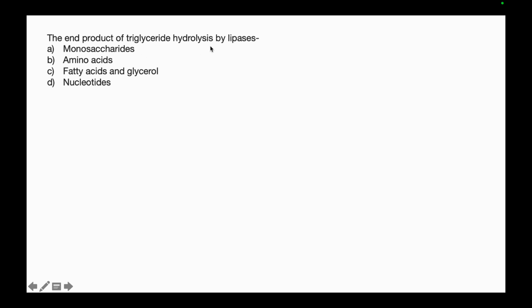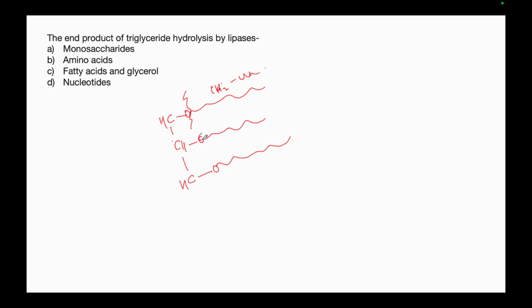The end product of triglyceride hydrolysis by lipases is fatty acids and glycerol. So we have a glycerol molecule, and this is the fatty acyl chain, CH2 linked fatty acyl chain. So if the lipases break here, we will have fatty acid and a glycerol molecule.